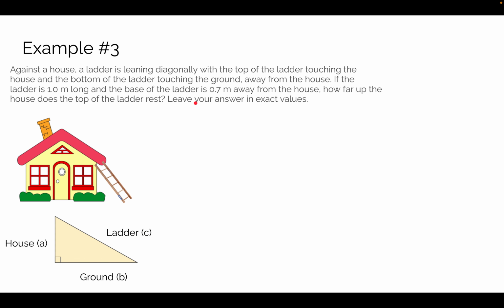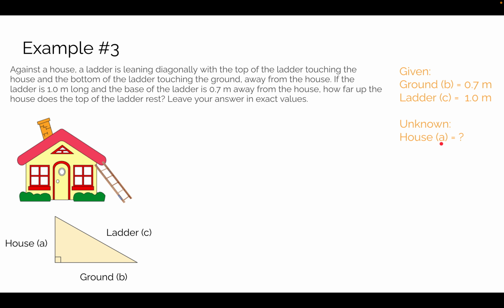And it says that the ladder is 0.7 meters away from the house. We can interpret that as being this side length, because it says the base of the ladder is away from the house. Therefore, this side length must be 0.7 meters, and so we know that side length B is 0.7 meters. That leaves us with side length A, which we must solve for. So again, let's rewrite that here.